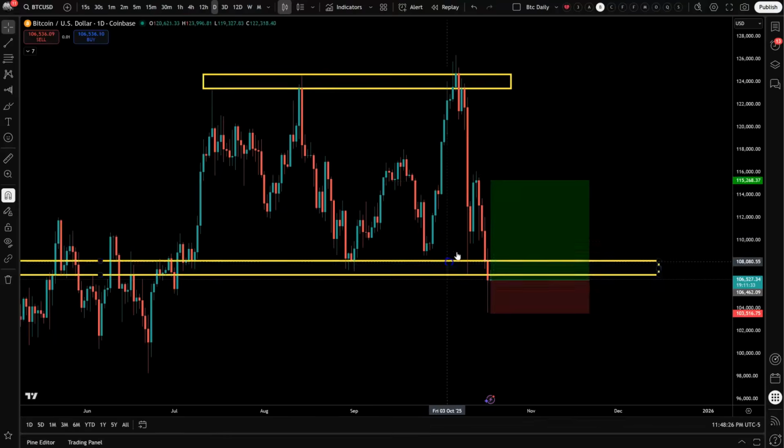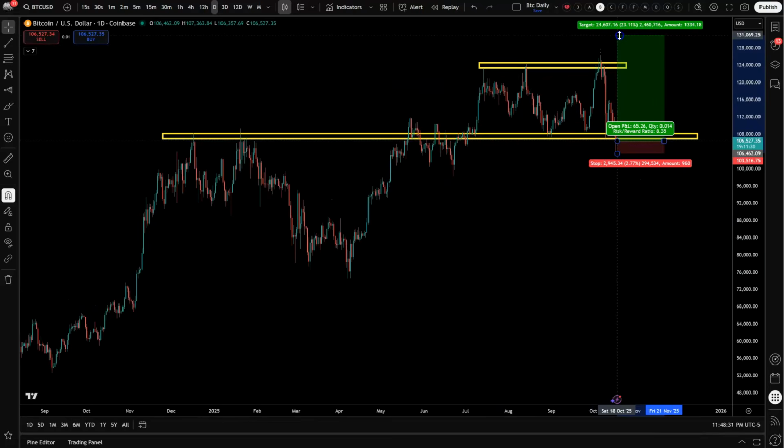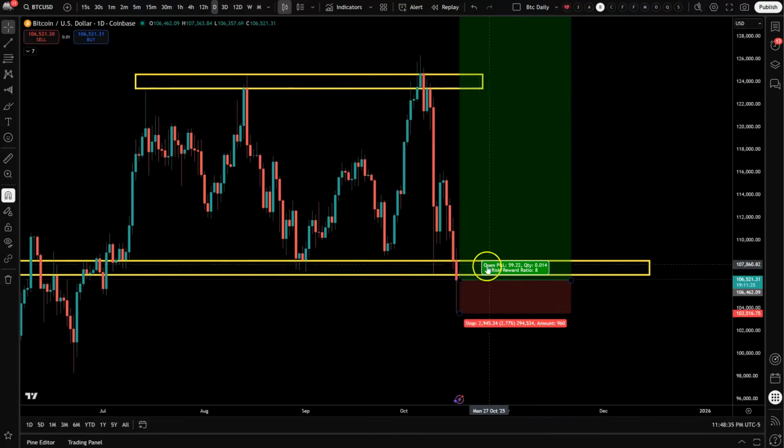So if I take a long here and I pull this up to $130,000, there's my profit target. And let's just say I'm looking at this going, well, if it's going to go back up, it shouldn't take out this tail. That's the mindset I'm supposedly trading with in this example. That gives me an 8-to-1 reward to risk ratio.